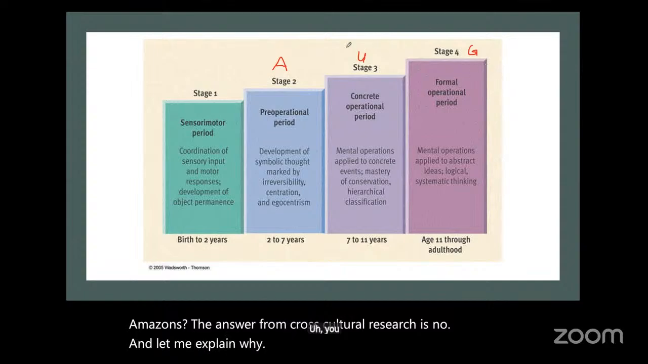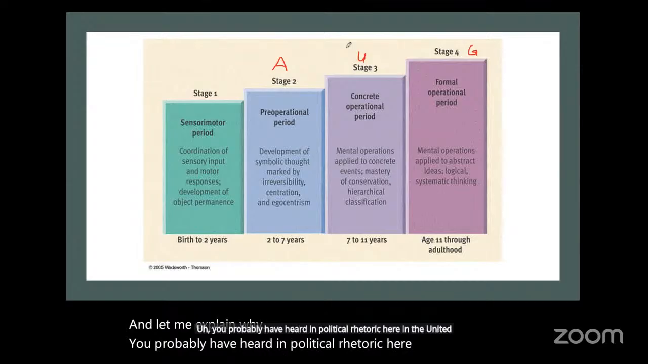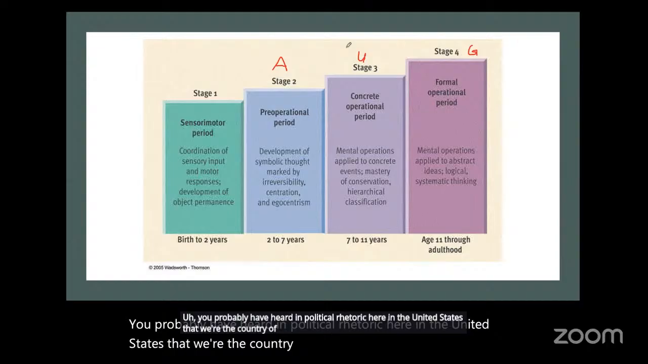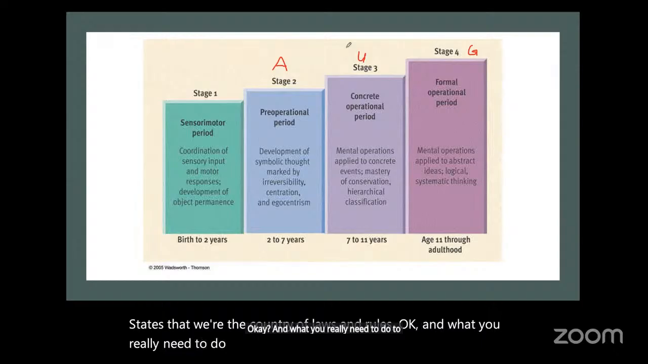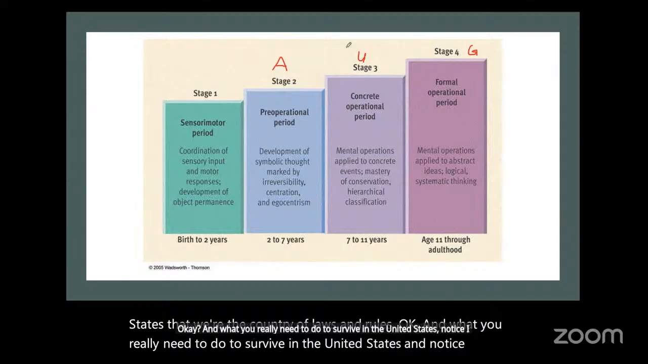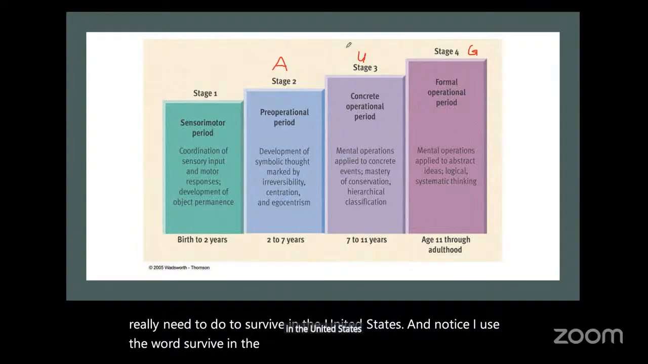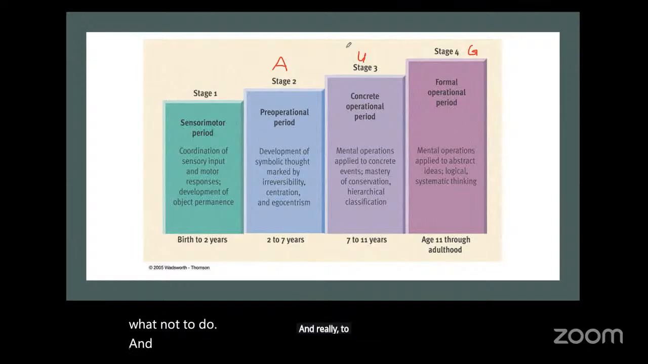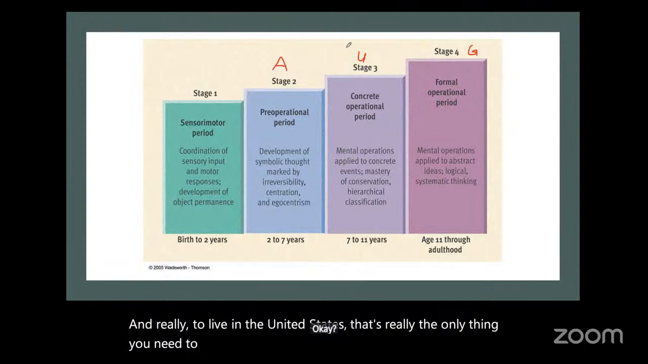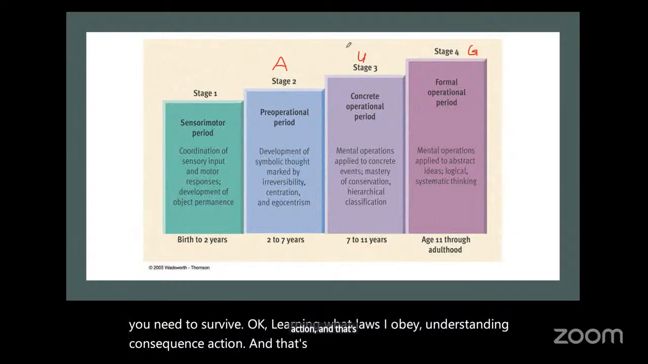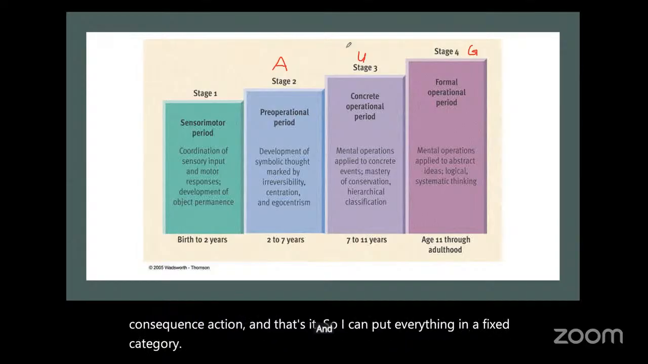You probably have heard in political rhetoric here in the United States that we're the country of laws and rules. And what you really need to do to survive in the United States, and notice I use the word survive, is to learn what to do and what not to do. Really, to live in the United States, that's the only thing you need to survive. Learning what laws I obey, understanding consequence, action, and that's it. So I can put everything in a fixed category and do quite well.